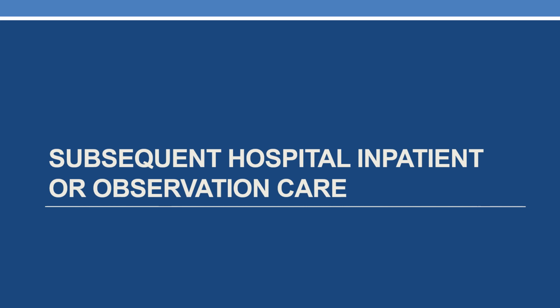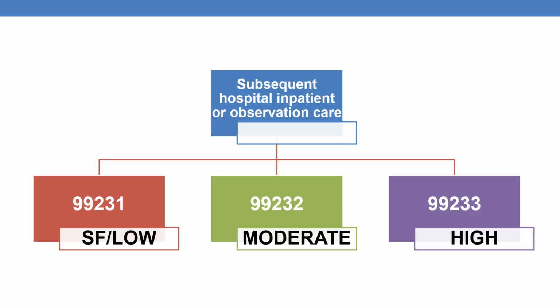Now coming to subsequent hospital inpatient or observation care codes. There are three subsequent hospital inpatient or observation care codes. Initial was 221, subsequent is 231. They are 99231, 232, 233. 231 requires straightforward or low MDM. 232 requires moderate MDM. And 233 requires high MDM.